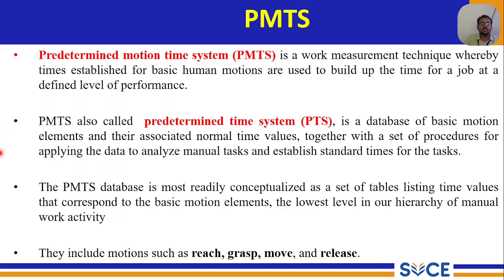So what are the activities which are included? It includes reach, grasp, move, and release, which are the key important aspects of a worker who is doing a job manually. Any worker who is doing a job manually will incur all these basic human motions of reach, grasp, move, and release, and their corresponding therblig symbols have to be used, which were discussed in the previous videos.